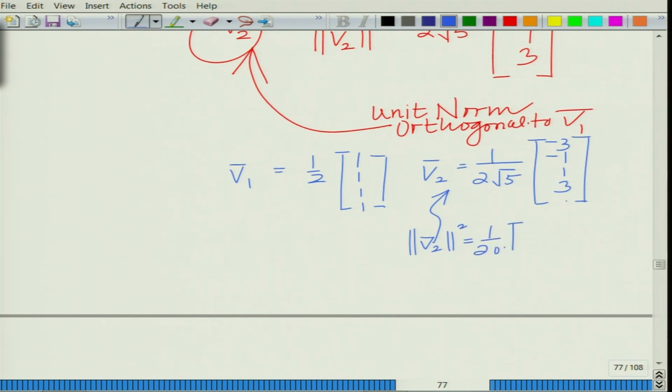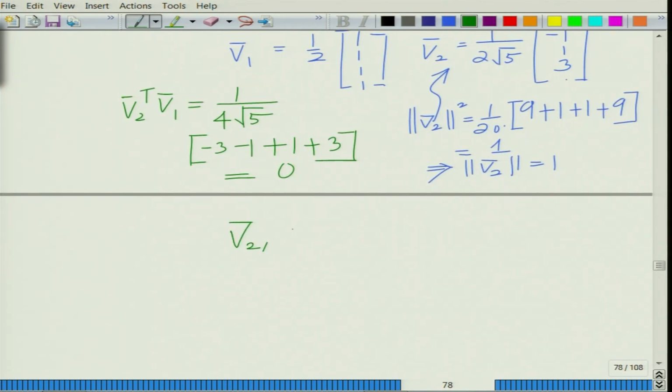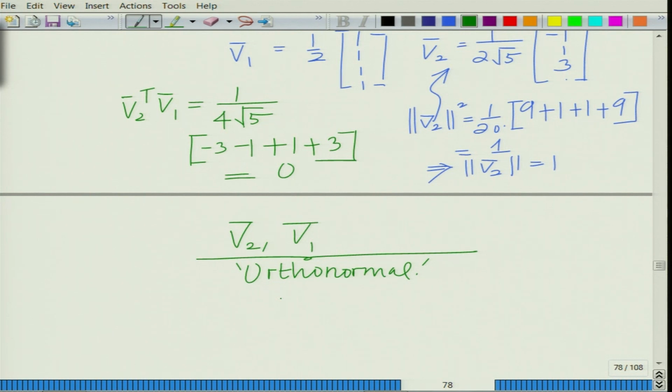equals 1 over 20 times (9 plus 1 plus 1 plus 9), which equals essentially 1. Then V2 bar Hermitian V1 bar will be equal to, well, you can write the constants but it does not matter, 1 over 4 square root of 5 times (minus 3 minus 1 plus 1 plus 3), which is equal to 0. So you can see V2 bar and V1 bar are orthonormal, because they are orthogonal to each other and both of them have unit norm.